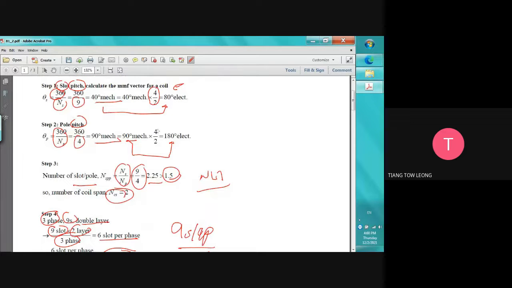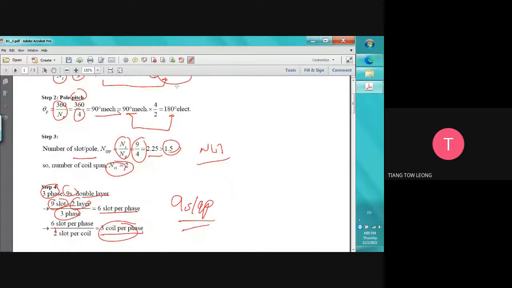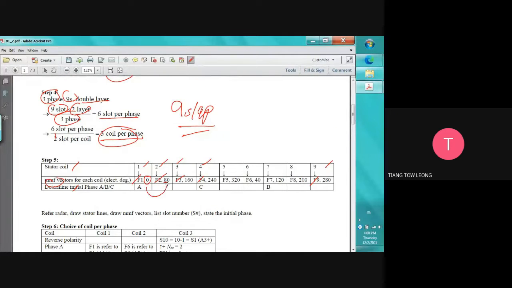So how to do that? We add up this electrical degree. So 0 plus 80, 80 plus 80 is 160, 160 plus 80 becomes 240, 240 plus 80 becomes 320, 320 plus 80 becomes 400, but we minus 360 and get 40. Understand or not here? How to get this? Okay or not? Okay, sir. Okay, thank you. So 40 plus 80 becomes 120, 120 plus 80 becomes 200, 200 plus 80 becomes 280.